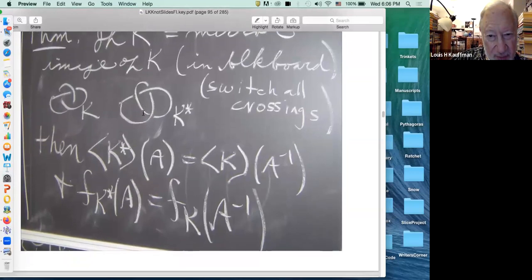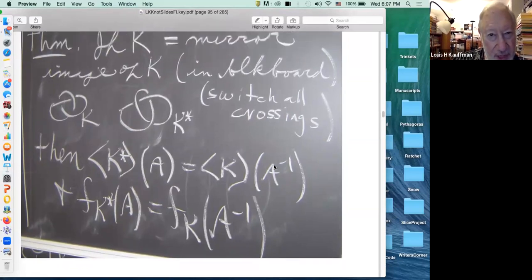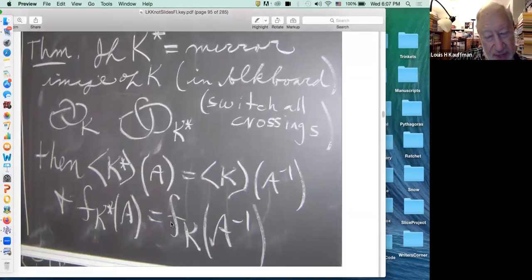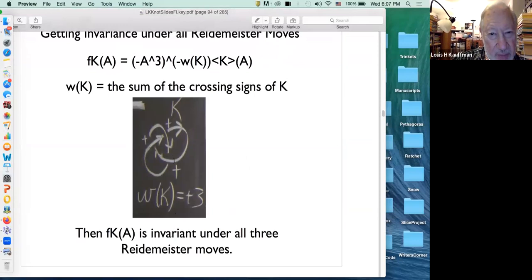Okay, so we have this invariant, and I'll come back to the covalent complex in a moment. This invariant has the property that if you take the mirror image knot, then it was the same as evaluating the invariant on A inverse. Change A to A inverse and you get the value for the mirror image knot. And that's just because when you switch all the crossings, you interchange the role of A and A inverse. And that means that the normalized invariant has the same property, that it interchanges A and A inverse. The normalized one is obtained by multiplying minus A cubed to the negative writhe of K times the bracket. And the writhe is the sum of the signs of the crossings.